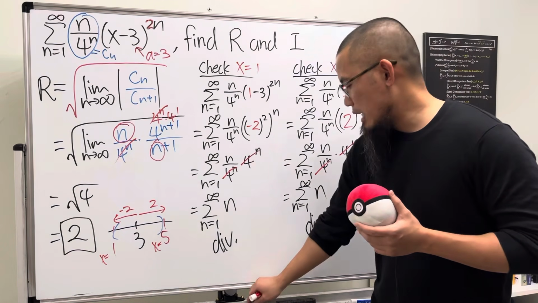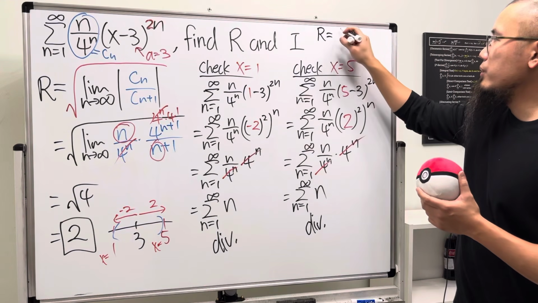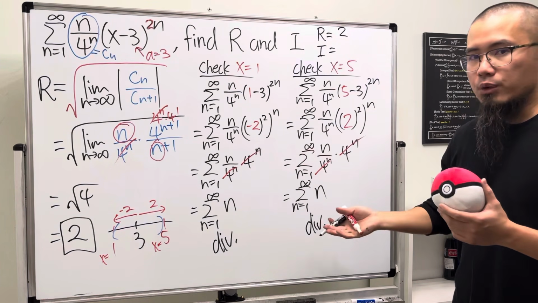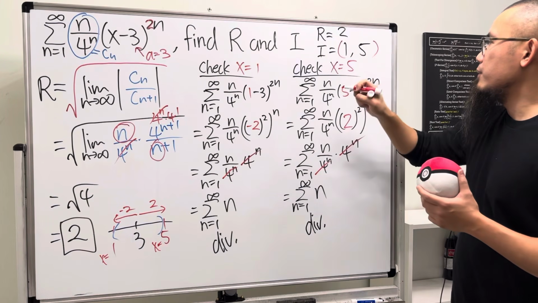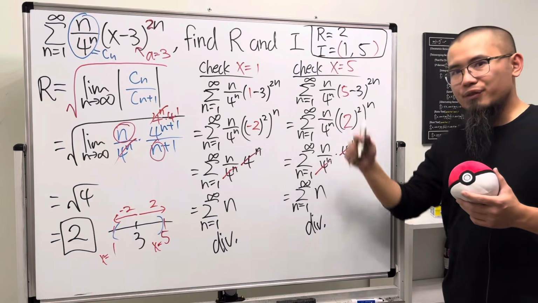So finally, I will just write it down right here for you guys. R is equal to 2, and then the interval of convergence goes from 1 to 5, but we are not including the endpoints. So 1 and 5, not including 1, not including 5. And here we have it. That's the answer for that.